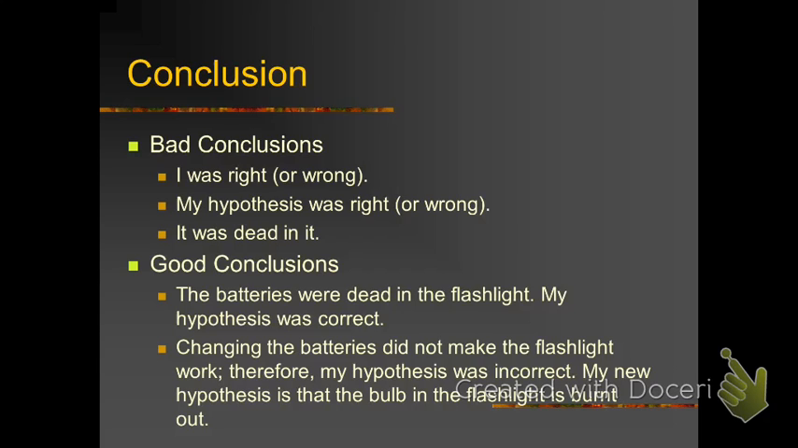Here are some good conclusions. The batteries were dead in the flashlight. My hypothesis was correct. Changing the batteries did not make the flashlight work. Therefore, my hypothesis was incorrect. My new hypothesis is that the bulb in the flashlight is burnt out. So again, you need to state the answer to the question. You can say whether your hypothesis was correct or not, and if you want to suggest a different hypothesis, then you can.